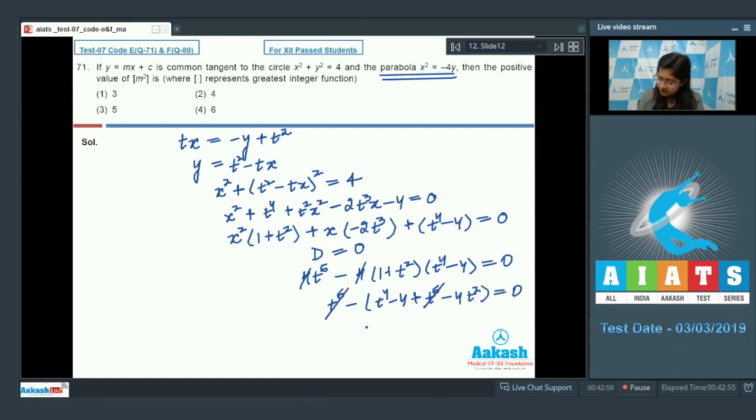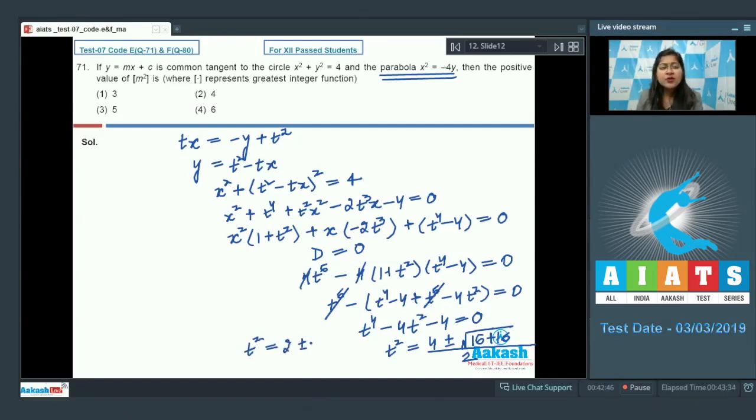Cancelling these two terms, we will get t raised to the power 4 minus 4t square minus 4 is equal to 0. So we say that t square is equal to 4 plus minus under root 16 plus 16 upon 2. That is t square is equal to 2 plus minus under root 32 upon 4, that is under root 8, that is 2 root 2. Now as t square is a positive term, this will be equal to 2 plus 2 root 2.